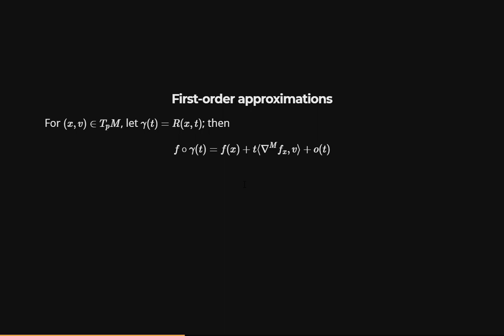The result is the following. You have the value of f in x plus the displacement t times the scalar product between the gradient along the manifold and the vector, plus some negligible term. So this is exactly your usual first order approximation.